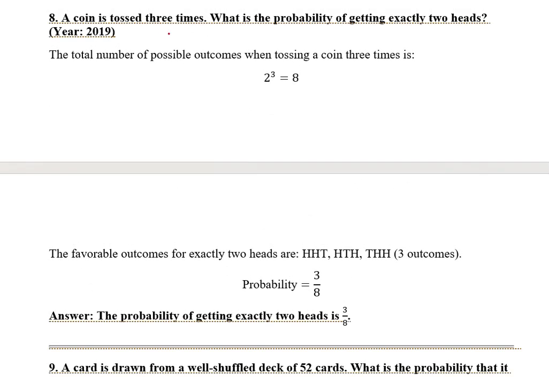A coin is tossed three times. What is the probability of getting exactly 2 heads? The total number of possible outcomes when tossing a coin 3 times is 2 to the power 3, which is equal to 8. Favorable outcomes are HHT, HTH, THH, which is 3. Probability is equal to 3/8.